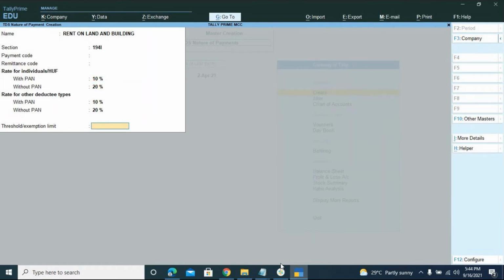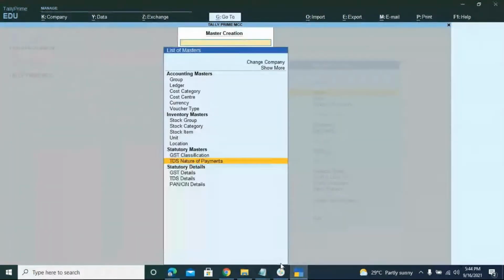So what is the threshold limit? The threshold limit is 1,80,000. So up to 1,80,000 we don't have the TDS applicable on the rent to be paid on any building, commercial space I can say, 1,80,000. Okay, so we have created the TDS nature of payments. Once we create it, we can exit from this and we can go to the ledgers.